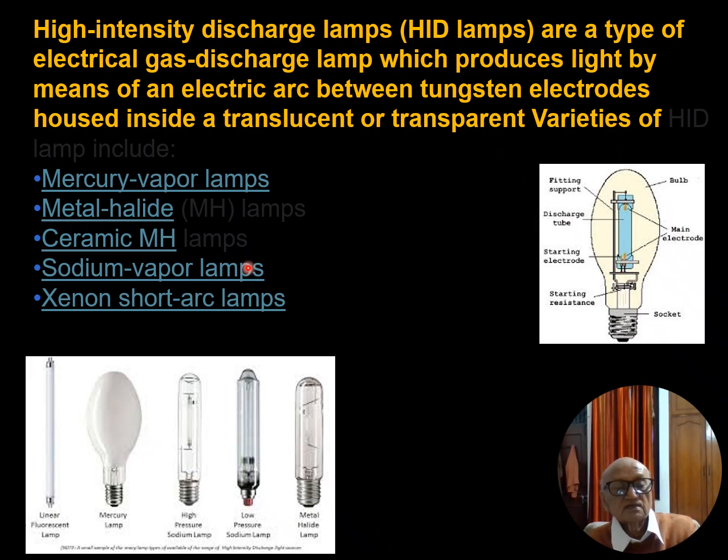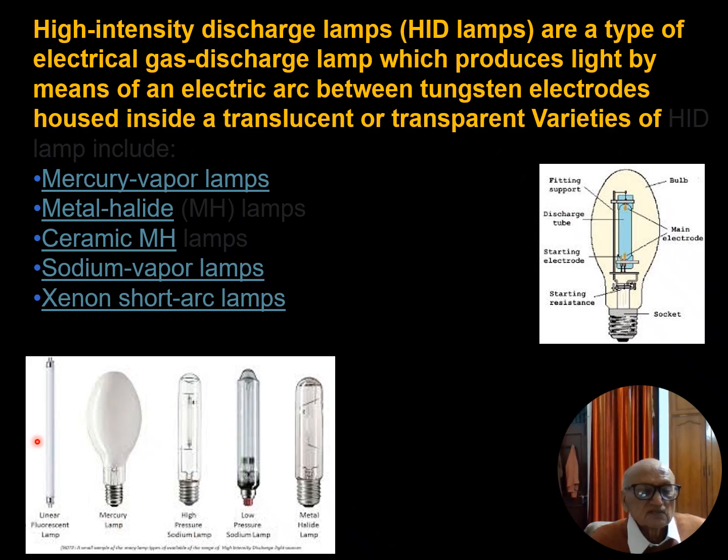Say like trains, locomotive sheds, bus terminals, and airport terminals where less humans are involved. They are provided in the apron area also. The next category is xenon short arc lamp. They are not very much in use.